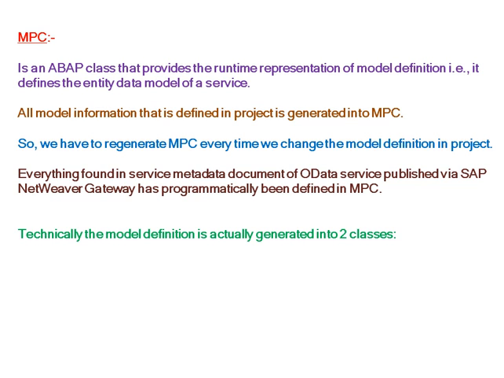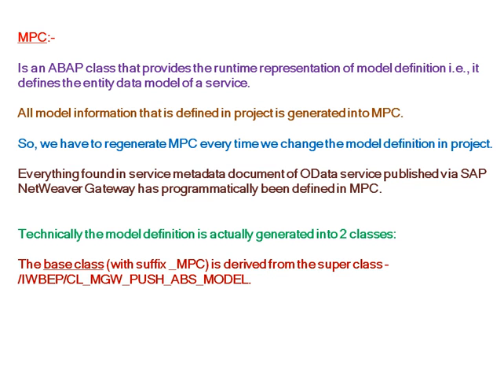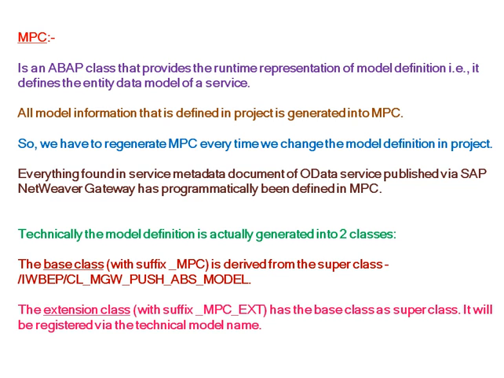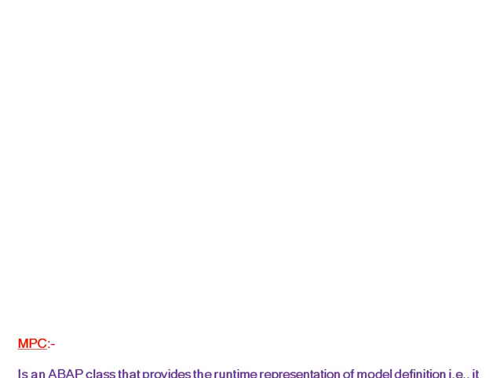Technically, the model definition is actually generated into two classes. The base class with suffix _MPC is derived from the superclass, and the extension class with suffix _MPC_EXT has the base class as superclass. It will be registered via the technical model name that supports the model provider class.